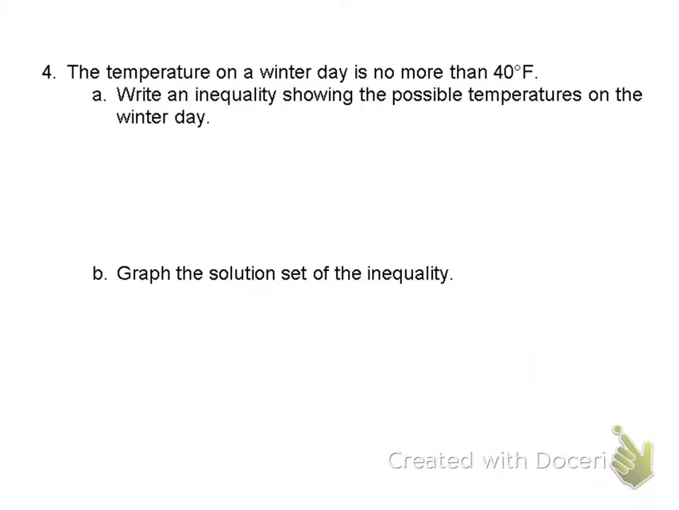Number 4, we're going to take a situation that might come about in the real world and graph it. So the temperature on a winter day is no more than 40 degrees Fahrenheit. Write an inequality showing the possible temperatures on the winter day. So we'll use T since we're talking about temperature. So the temperature is no more than 40. Remember what we talked about last time we did inequalities. No more means that it has to be less than or equal to 40 degrees Fahrenheit. And then the second part is just asking us to graph it.